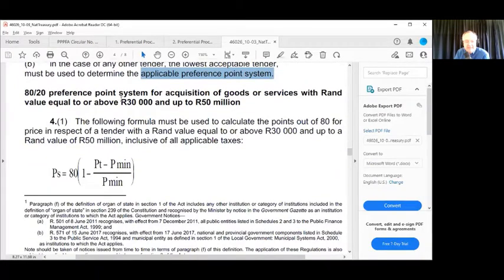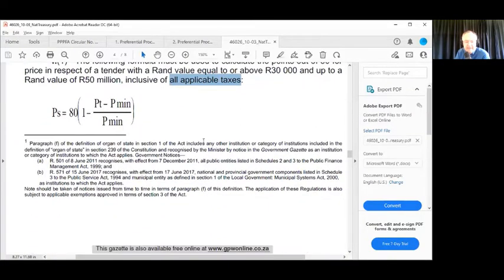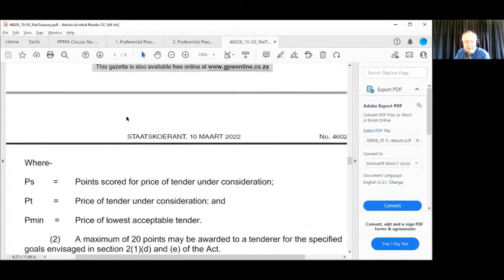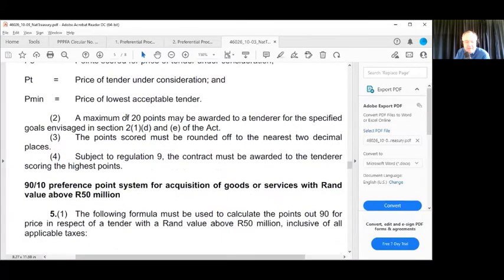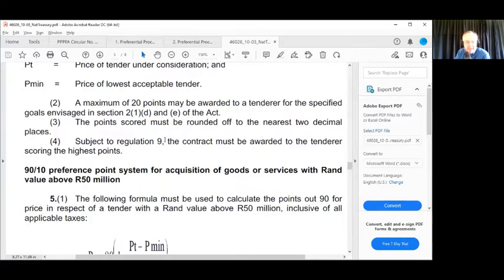For the 80-20, they then get into it and state 30 to 50 million. You'll note that they've still got all applicable taxes included in the detail. They've prescribed the formula. There is no real change to this formula at all. Subject to Regulation 9, we'll come back to that just now, it must be awarded to the lowest tenderer.